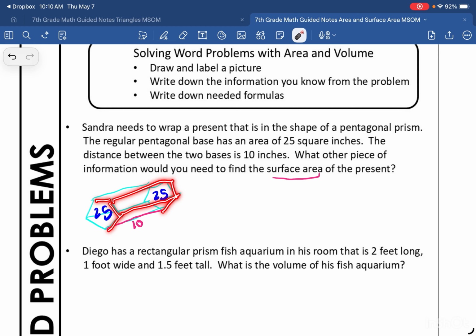The fact that it tells me it's a regular pentagonal prism tells me that all the sides of the pentagon are the same. And that's the piece of information I would need to know to figure out the surface area. Because to find the area of these rectangles, I know the length was 10, but I need to know this height. So I need to know the length of the side of the pentagon.